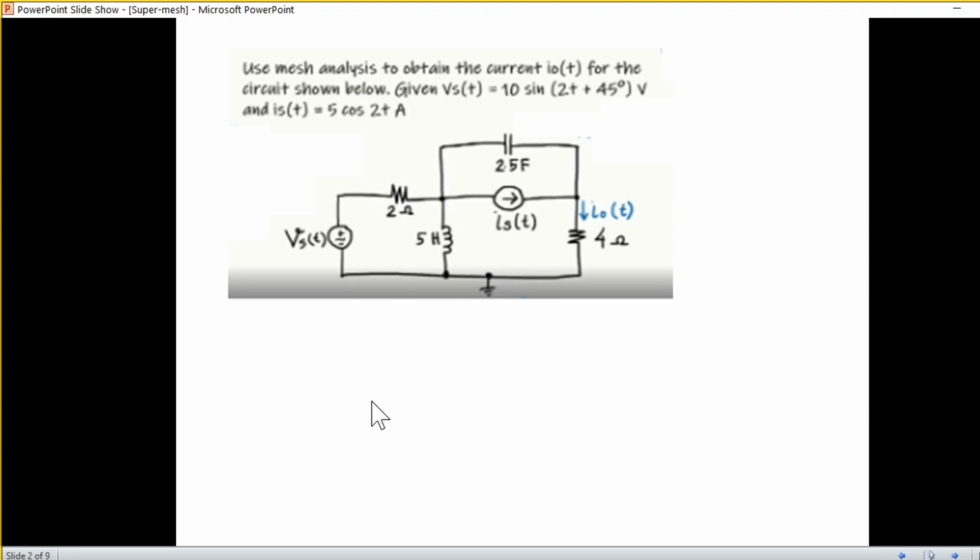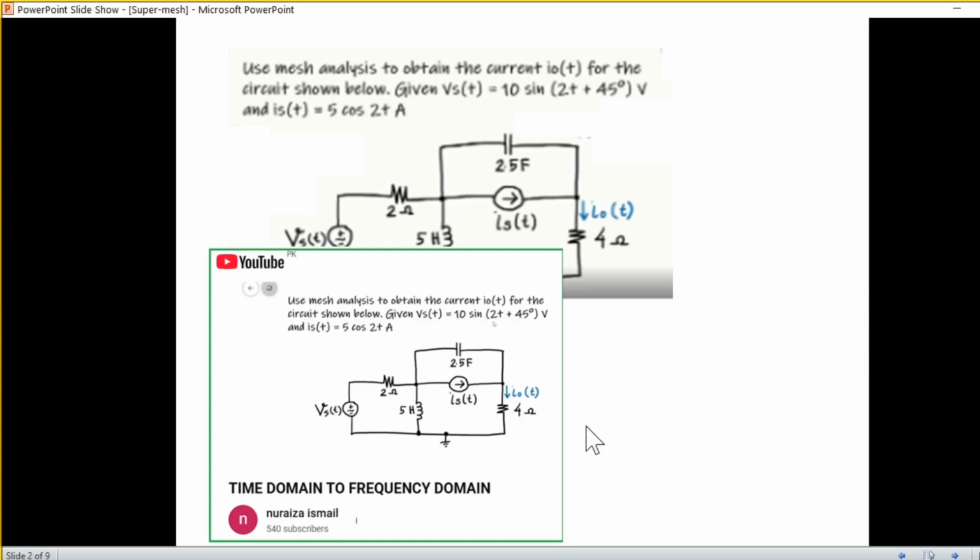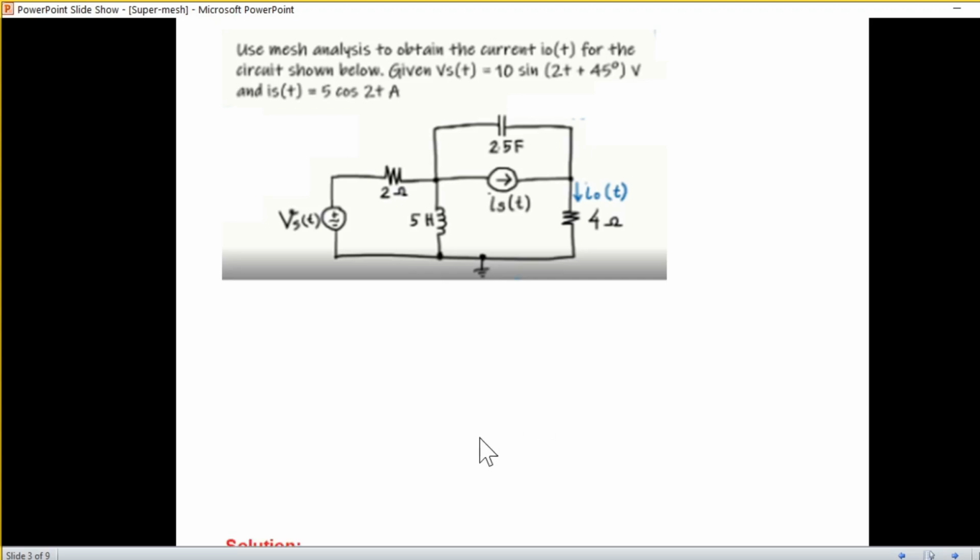In an effort to find the answer from the net, what I found out was that this question was uploaded on YouTube by Gureza Ismail, but she has only done the time domain to frequency domain conversion of the circuit, whereas the question says to find Io(t). So we'll try to find that. And maybe there is a calculation error, so let me know if you can find one. Let's proceed.